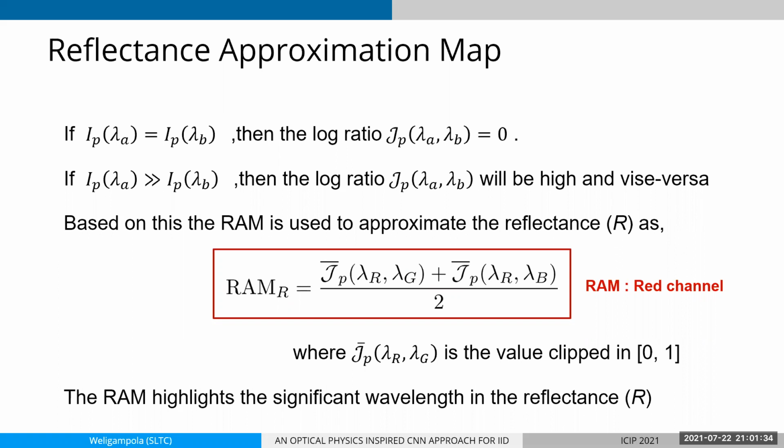So in this case, if the red channel is dominant, its RAM will be high, and if not, it will be low. Note that a high RAM value means that the reflectance is more likely to be dominated by that particular channel. And we clip this value between 0 and 1 so that it's easy to interpret when we create the corresponding loss function.